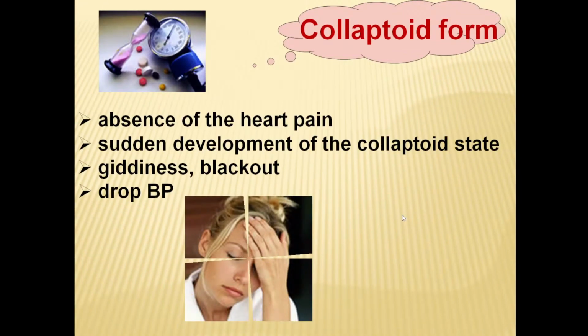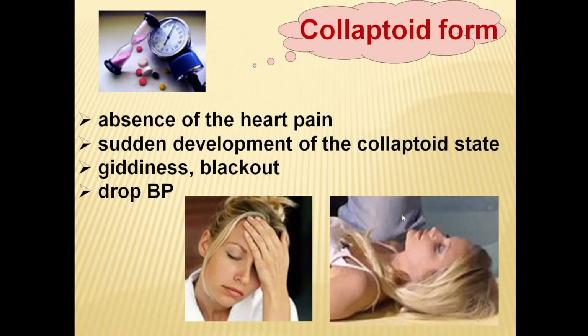The next form, which was described by Obraztsov and Strazhesko, is the collaptoid form, when there is no pain in the heart region, but the patient suddenly feels giddiness, blackout in the eyes, weakness, loses consciousness, and we will record a drop in blood pressure. Sometimes, if the doctor is not completely oriented, he can think about usual syncope and not pay attention to possible pathology of the heart.